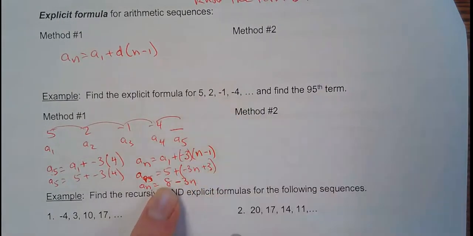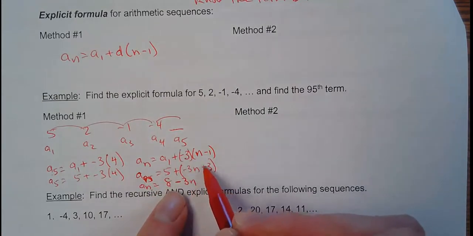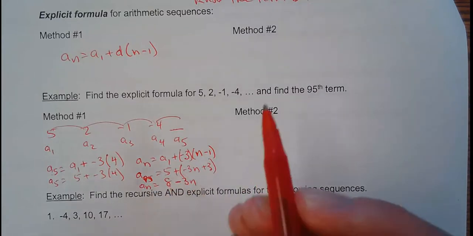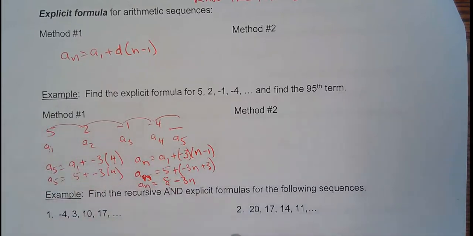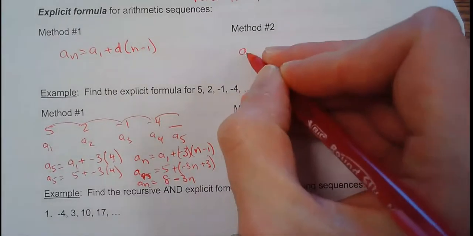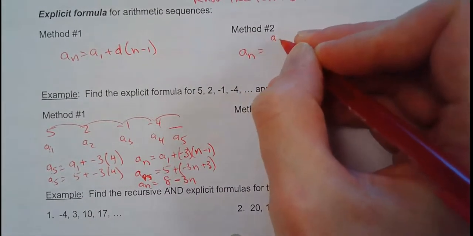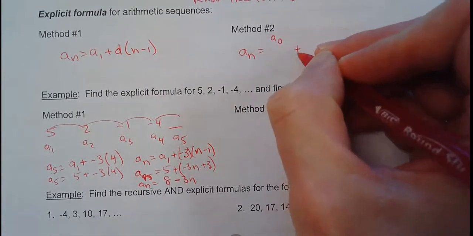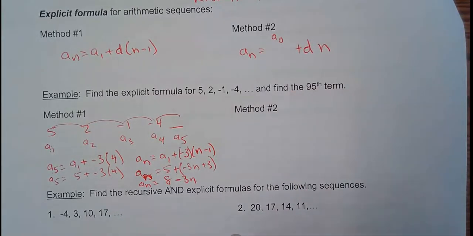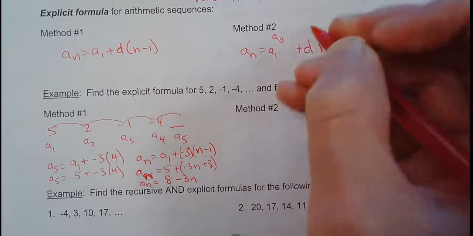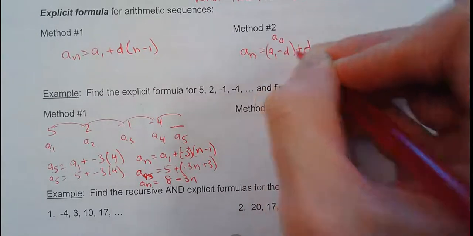It started at 5, but 3 is in here. Well, the reason why is you eventually had to add 3 to get to your y-intercept. This is the first term. This is what you get when you plug in 1. Well, my y-intercept is what you get when you plug in 0. Remember, linear equations, the y-intercept is what you get when you plug in 0. Okay? So the other method is, let's just treat this like a linear equation. A sub n is going to equal a sub 0, which is the y-intercept, plus the slope, plus d times n. Well, how you get this is by taking a sub 1, you're going to subtract the difference.